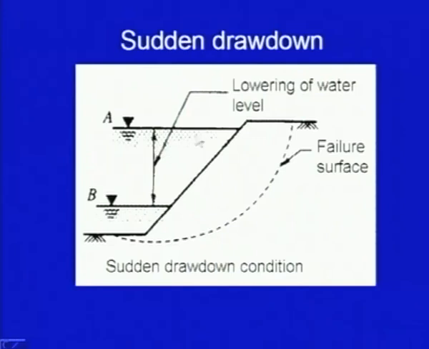All of a sudden this particular pressure, the pressure due to water, has been removed, but the soil is completely saturated, water is present there. So, there is a flow which starts from the soil mass towards this side, and instability is created because of the sudden lowering of the water level. This is called the sudden drawdown condition.